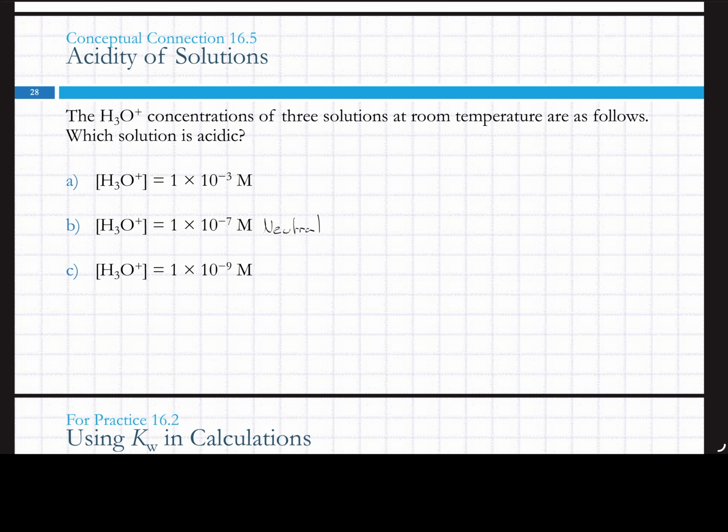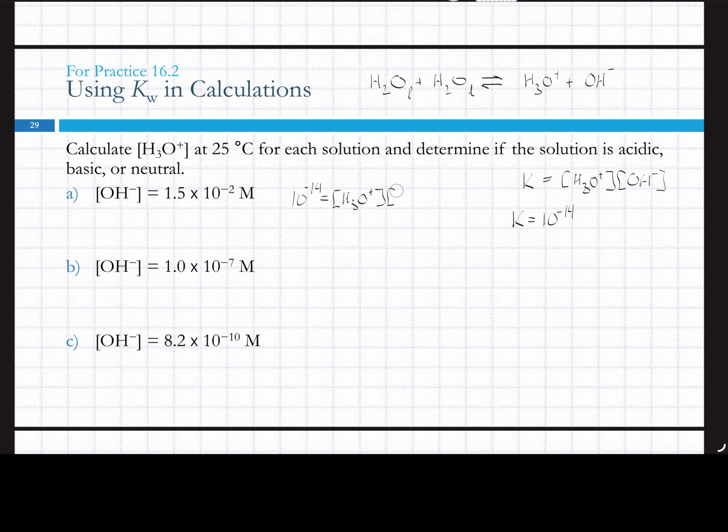And for water, K is 10 to the negative 14. So if I know OH minus, I can plug in 10 to the minus 14 equals H3O plus times, well, this is the OH minus concentration, so times 1.5 times 10 to the negative 2.